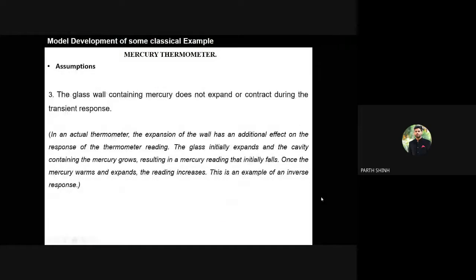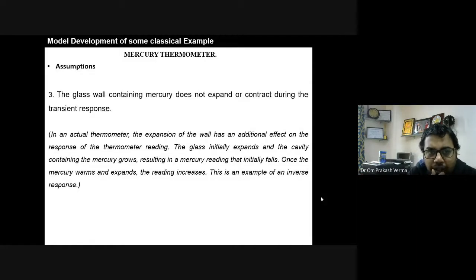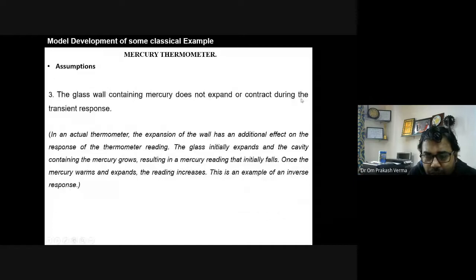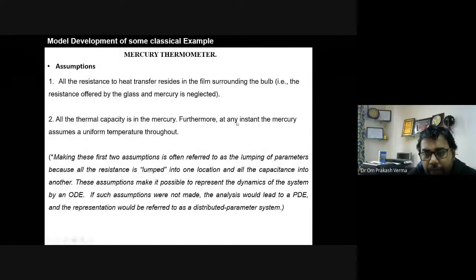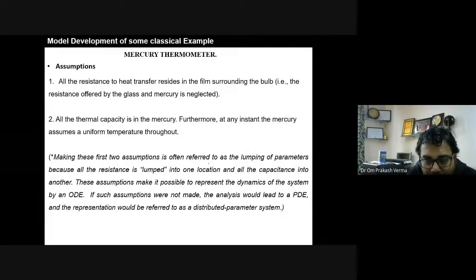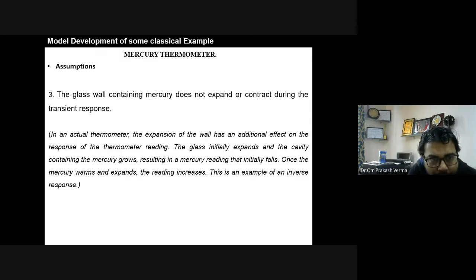Okay. Now come to another assumption. These two assumptions, ये दोनों assumption जो है, केवल इसलिए किए गए हैं कि आपका सिस्टम लम्प्ड बन सके, nothing else. केवल लम्प्ड बनाने के लिए दोनों हमने accept किया है. Next, देखिए, what is the third assumption?